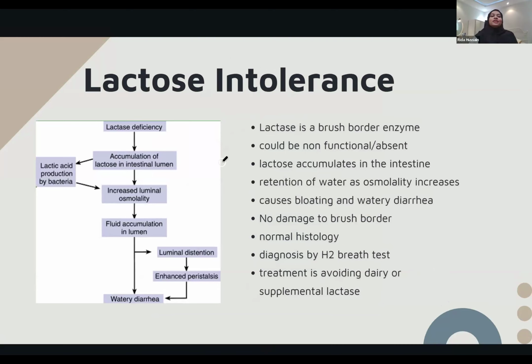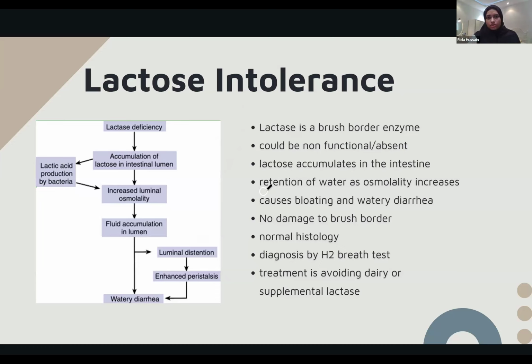Realistically, okay? Now, lactose intolerance is due to a lack or non-functional lactase. So it can either be absent or non-functional or not normally functioning, okay? Lactase, again, is a brush border enzyme, as I mentioned before. So what that means is that it's mainly situated near the small intestine, right? Near the microvilli, near the villi.